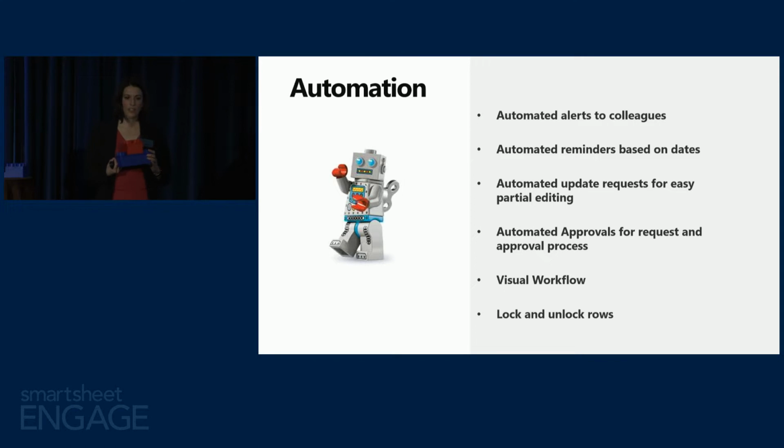I don't want to chase down my team and remind them when things are due. I'm going to set up a reminder on my sheet and let Smartsheet do that work for me. Or hey, I know that different stakeholders need to approve different steps at different points in my process, those decision points in my process. I'm going to set up an approval request. And again, I'm going to let Smartsheet do that for me.